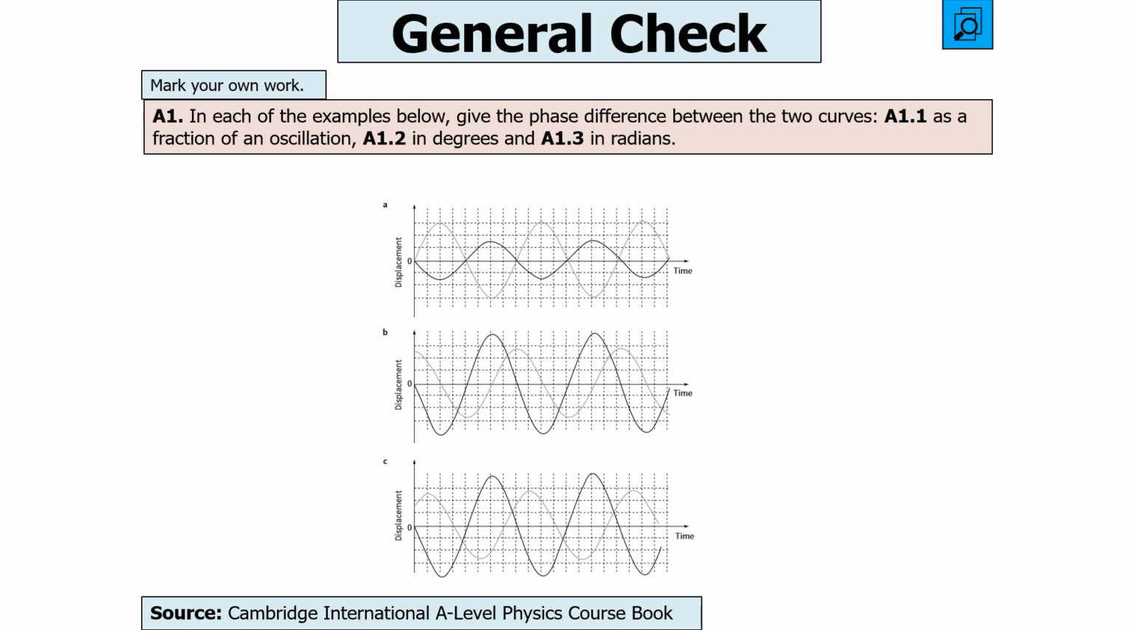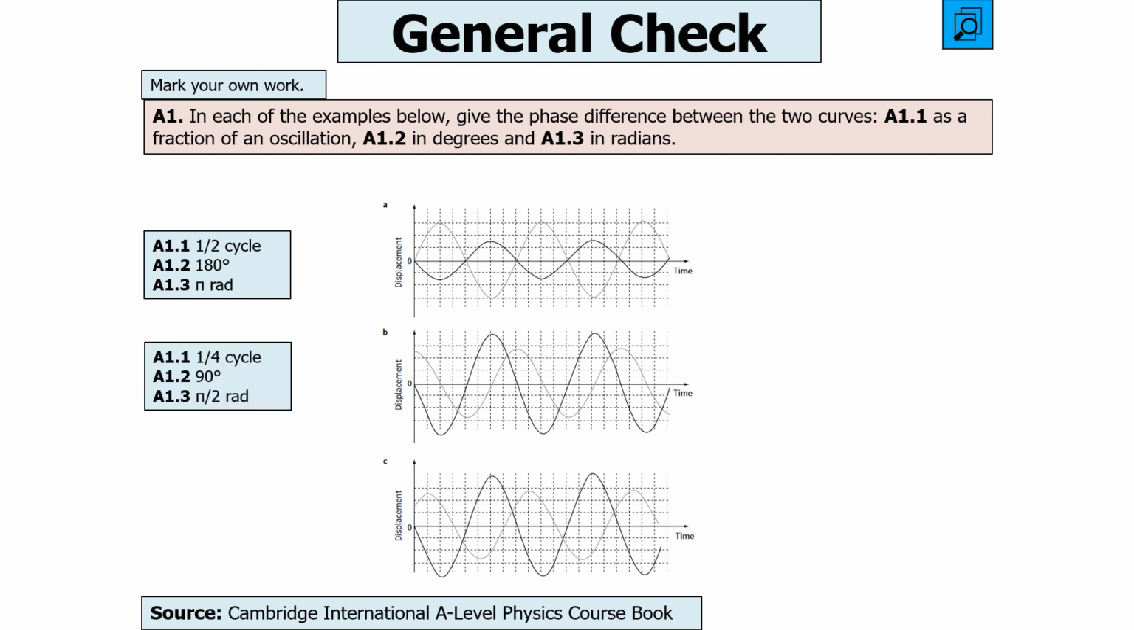Right, in this first one we can see that the two oscillations have a difference of half a cycle. Now we know an entire cycle is 360 degrees, so it's 180 degrees, and an entire cycle is 2 pi radians, so this one is pi radians.